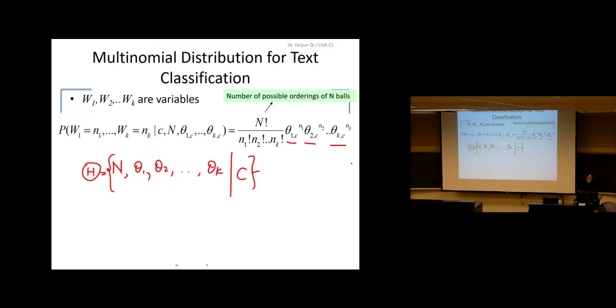N for each document Di, you actually know the N. You know the full length, right? That means this is the number of times those color balls or words appeared, how you see the different words appeared, and they appeared n times in total. You actually know this n. You don't need to estimate it. It exists for every document. But you actually do not know theta 1 until theta k conditioned on the C. You need to estimate this from data.